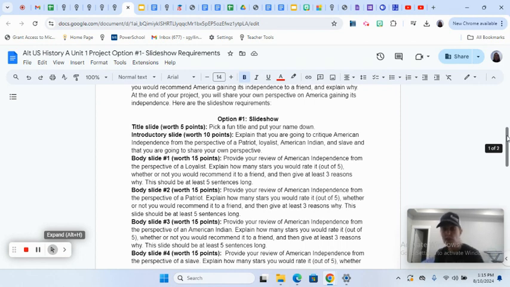So body slide number 1, it's worth 15 points. You're going to provide your review of American independence from the perspective of a loyalist. Explain how many stars you would rate it out of 5. So if you were a loyalist, would you give it 2 out of 5 stars, 1 out of 5 stars? Think from their perspective and list that on your slide. List whether or not you would recommend it to a friend, and then give at least 3 reasons why.